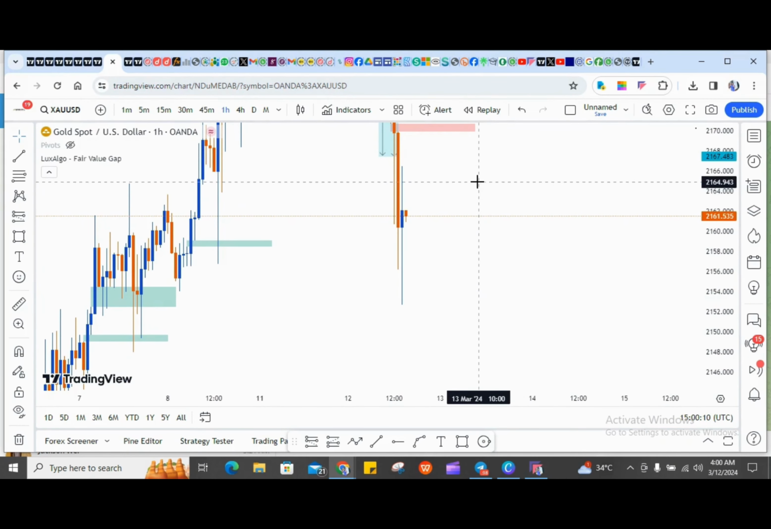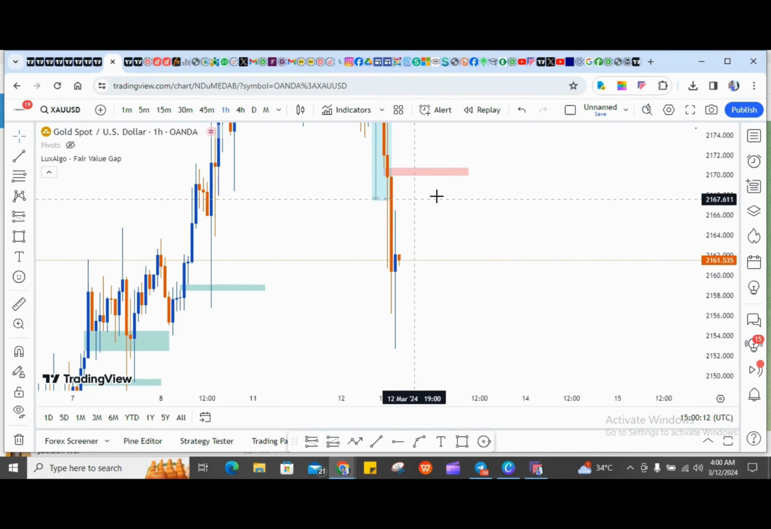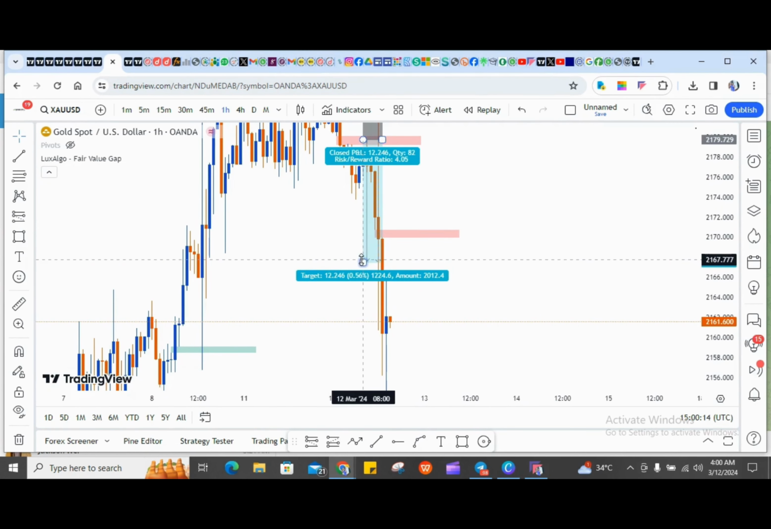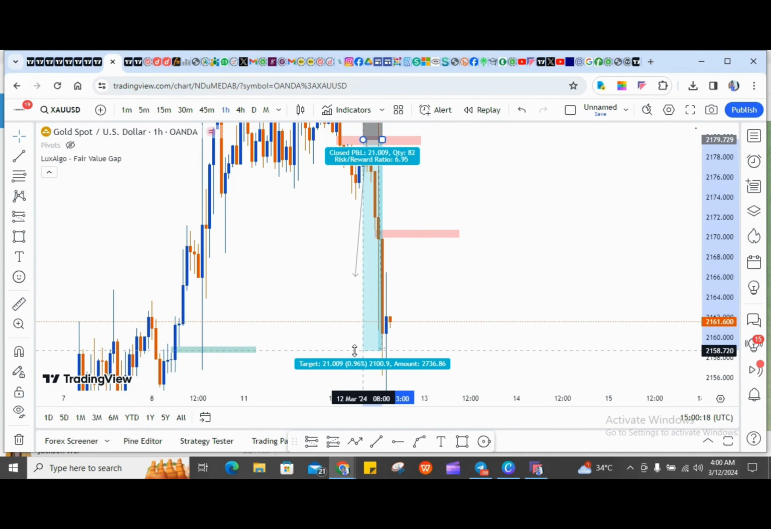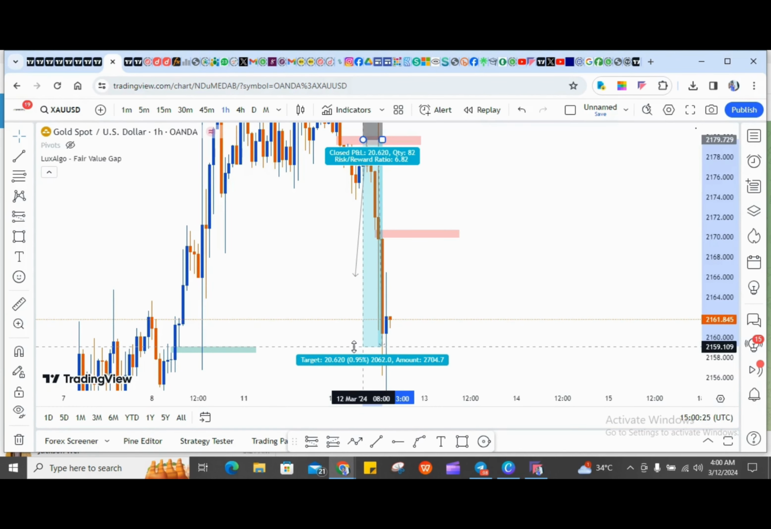Now, how do you set your take profit? I should have done this for my take profit, which is this. I should have done this because this is how you take your take profit. You put your profit at the previous fair value gap. This is how I do it. I don't know if there's any other way, but this is how I do it. I put my profit at the previous fair value gap.